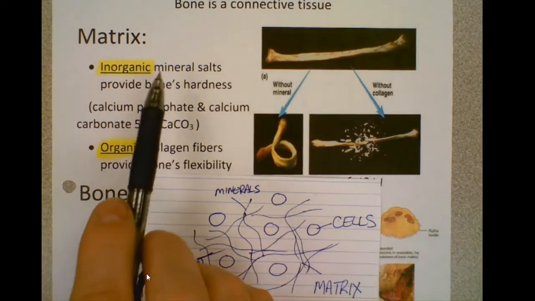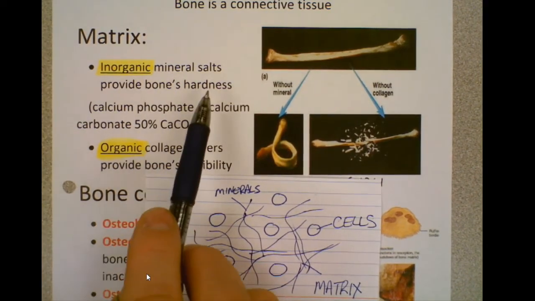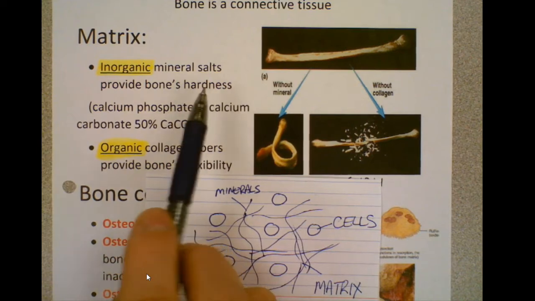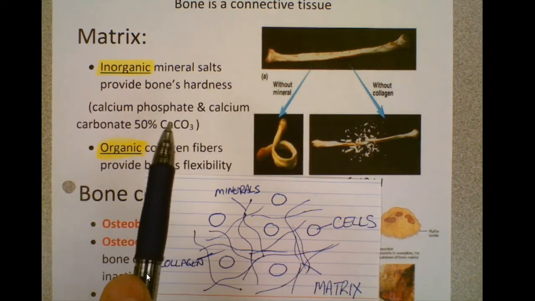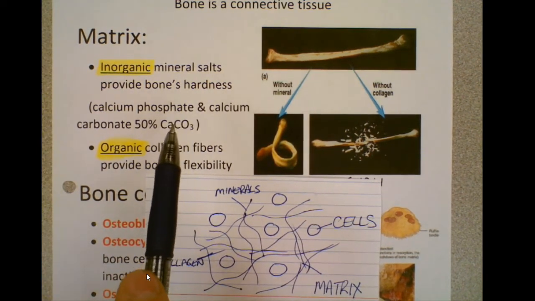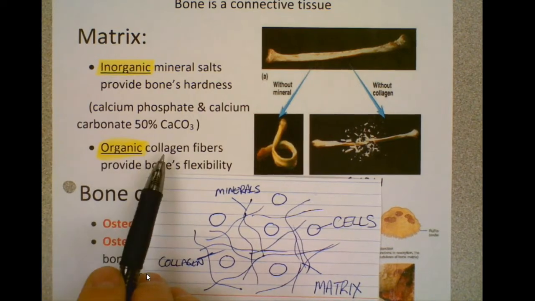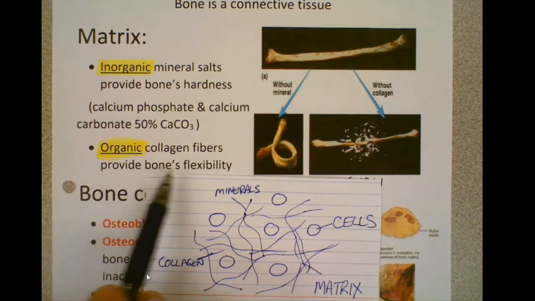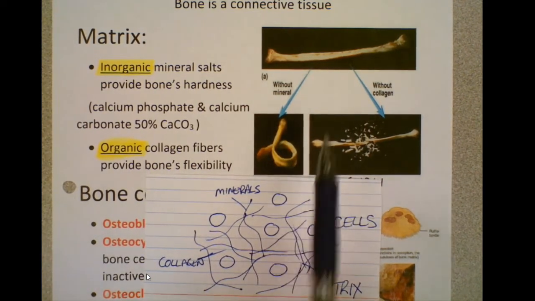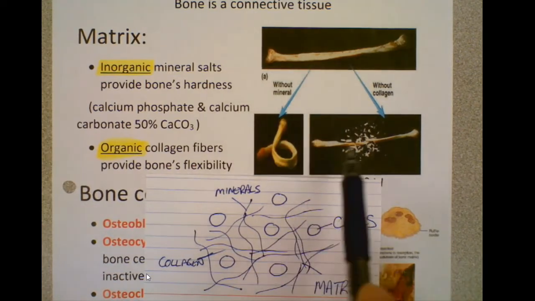Now, the minerals are what make the bone hard. So the hardness and the strength of the bone tissue is because of these minerals. The organic collagen makes the bones flexible. So I've got a little diagram here.